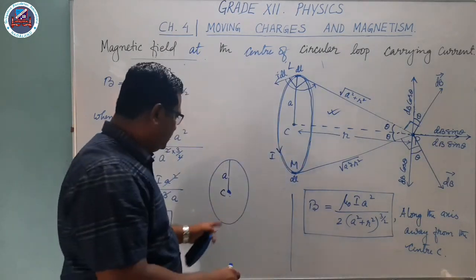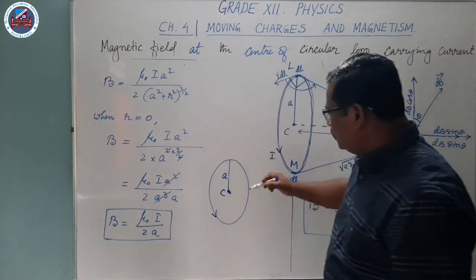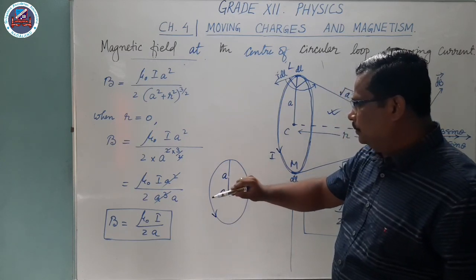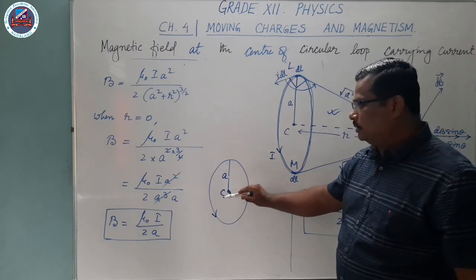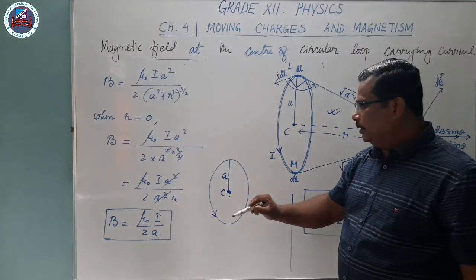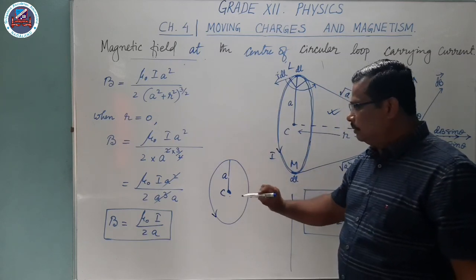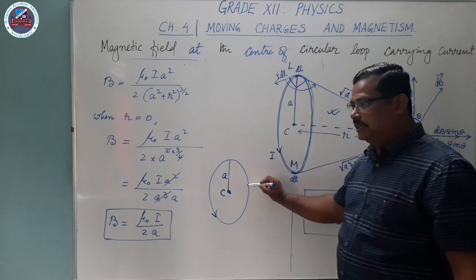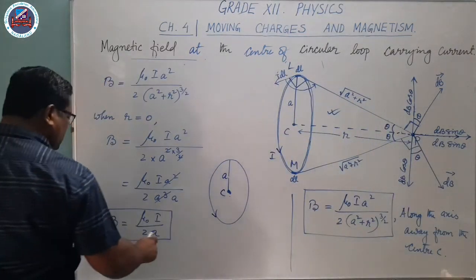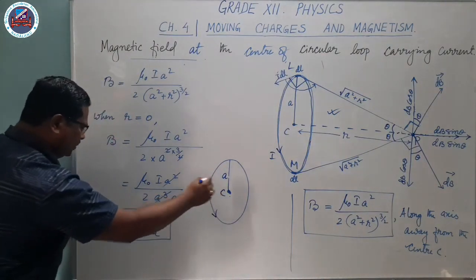So if the current is in anti-clockwise direction, the direction of magnetic field lines will be coming perpendicularly towards you, perpendicular to the plane of the paper. If it is in clockwise direction, it will be perpendicularly inwards. It will go inside the plane of the paper.